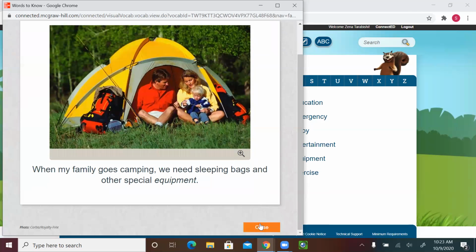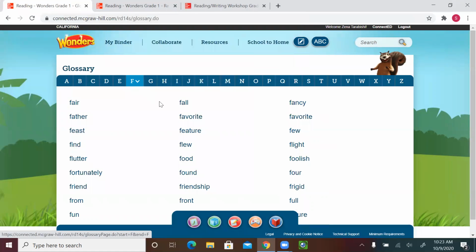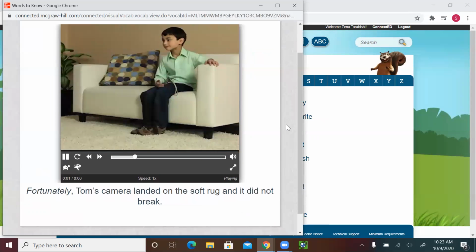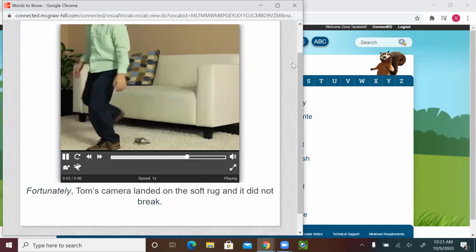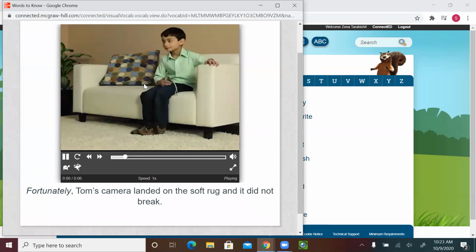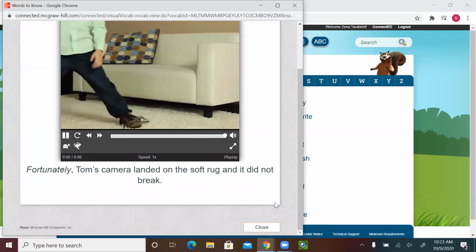All right. Fortunately. Fortunately, Tom's camera landed on the soft rug and it did not break. One more time. Fortunately. Fortunately means luckily. So the meaning of fortunately is lucky. Fortunately means luckily. Right.